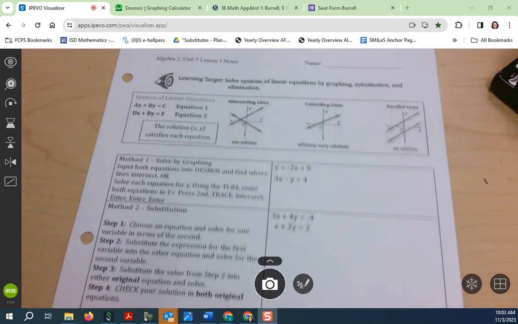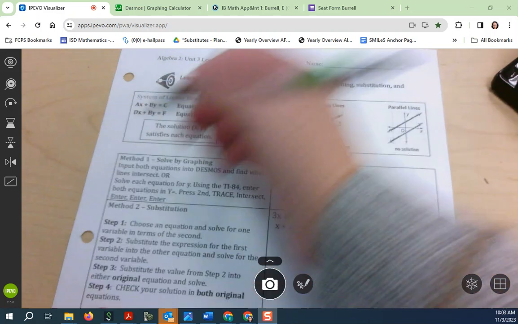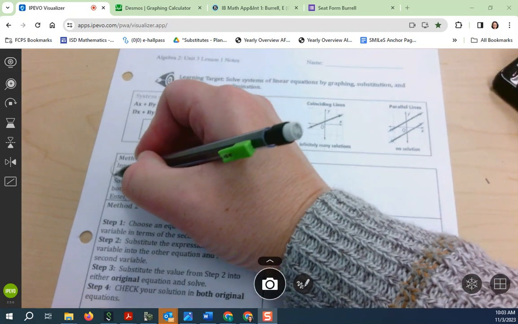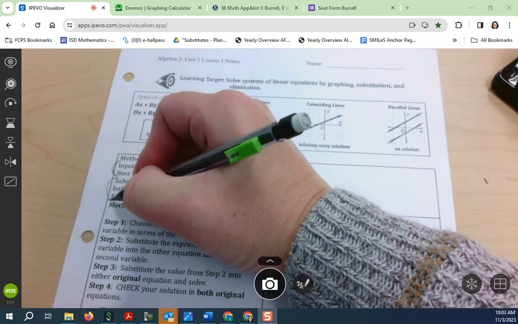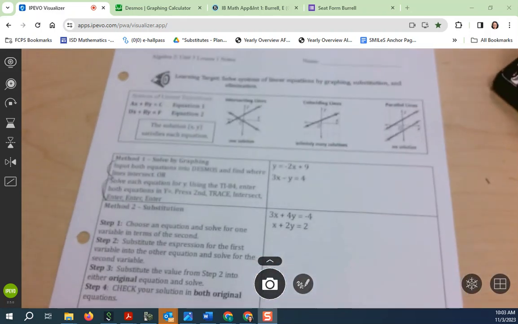Solving by graphing is not that bad. There are two sets of directions. This is the one for Desmos, and then this is the one for using the TI calculator.